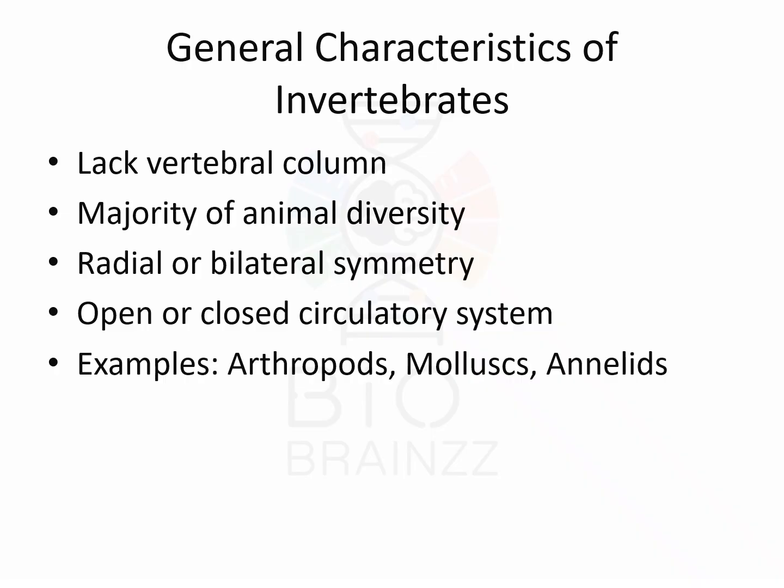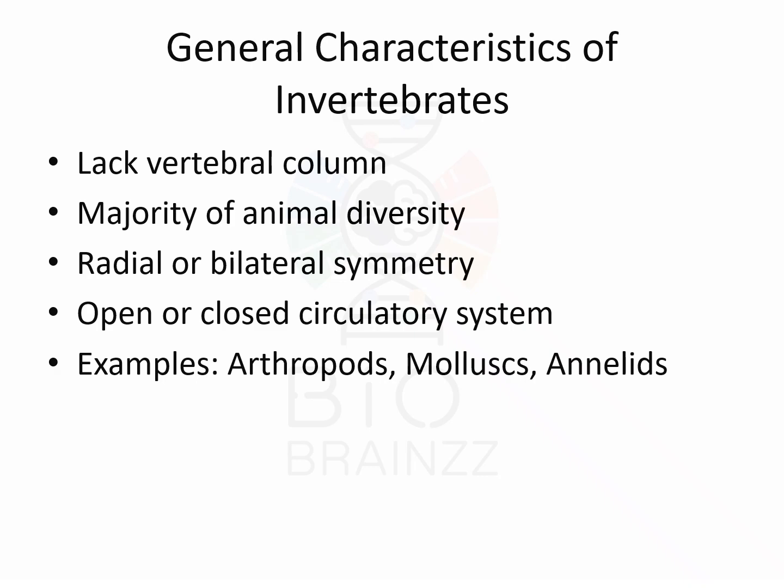General characteristics of invertebrates. Invertebrates are animals that lack a vertebral column, and they represent the majority of animal diversity on Earth. These organisms range from simple sponges to highly complex arthropods like insects. Despite lacking a backbone, many invertebrates possess sophisticated body structure and survival strategies.